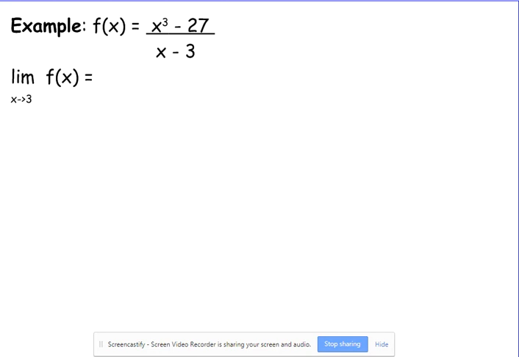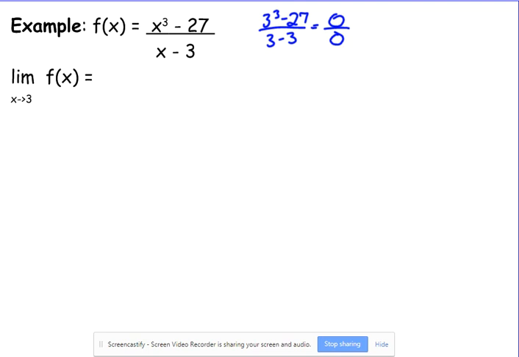Here's your function. f of x is equal to x cubed minus 27 over x minus 3. The limit as x approaches 3 of f of x. Remember, if they're asking that question, 3 is most likely, not always, but most likely a problem. And we can see that it is. Okay, if we plug 3 into the numerator, 3 cubed minus 27, plug it into the denominator, we get 0 over 0. Okay, so indeterminate form.